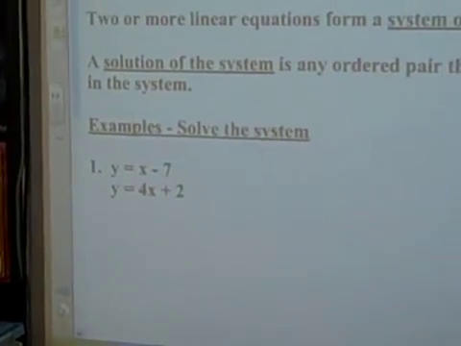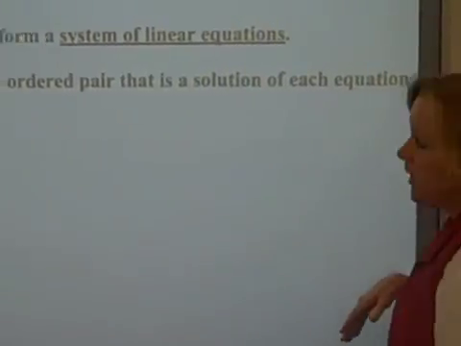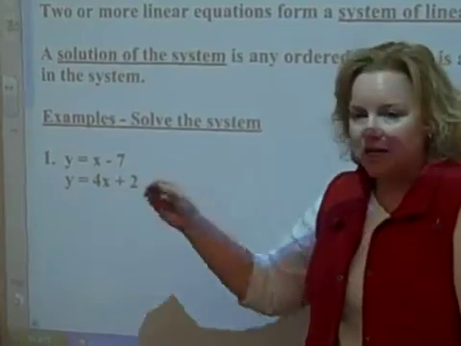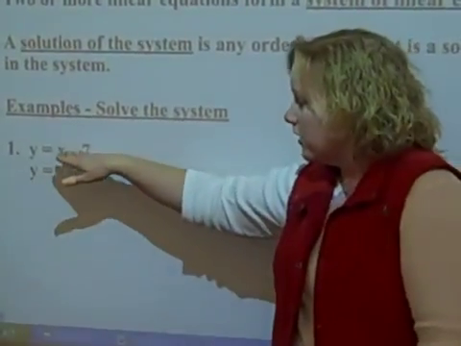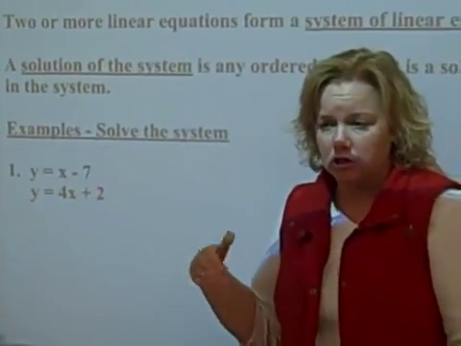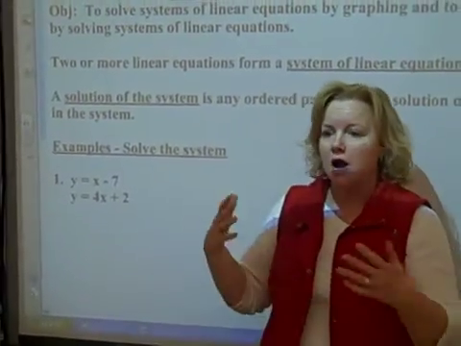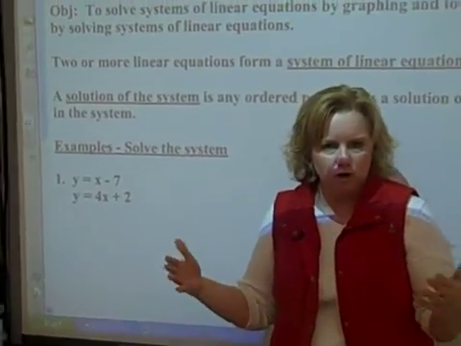A solution of the system is any ordered pair that is a solution of each equation in the system. So what does that really mean? It means I need to find a point, an x and a y value, that works for this linear equation and works for this linear equation. I could do some guessing and checking. I could try 1, 1. I could try 1, 2. I could try 5, 6. But we could be here forever trying to figure it out.